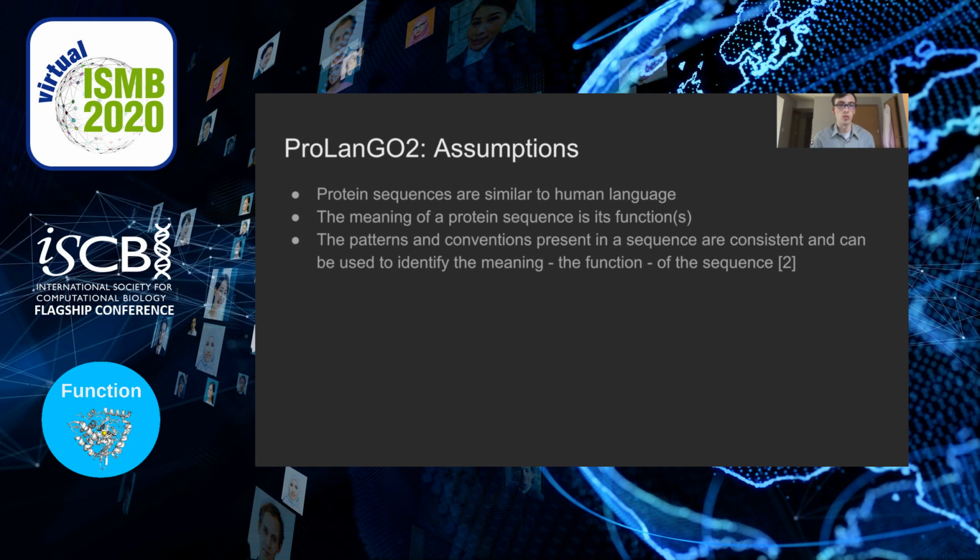Second, we have to assume that the meaning of a protein sequence is its function. We also have to assume that the patterns and conventions present in a sequence are consistent and can be used to identify the meaning or the function of the sequence. This allows us a platform to jump off of for when we establish our neural machine translation.